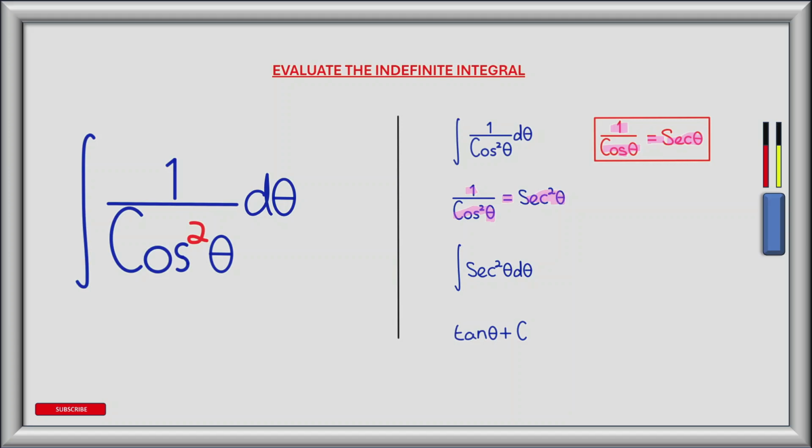We can now replace the original integral with the integral of sec²θ dθ. The antiderivative of sec²θ with respect to theta is the tan of theta. So our final answer is tan θ plus a constant of integration.